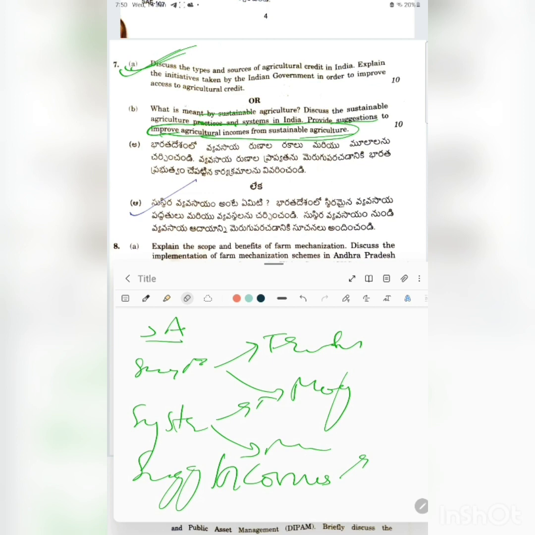On the face of it, this question appears to be very easy, but as far as writing the answer is concerned, this is very flexible and you can improve a lot on this.